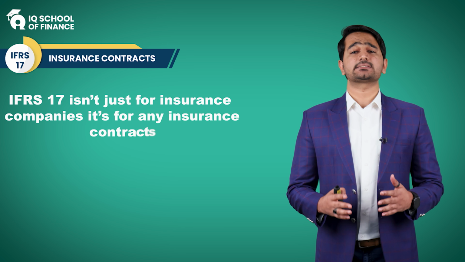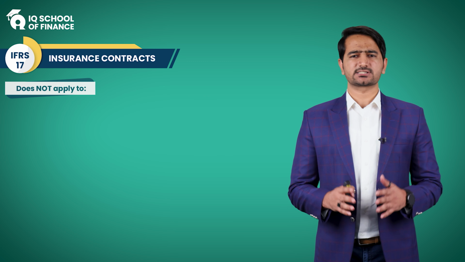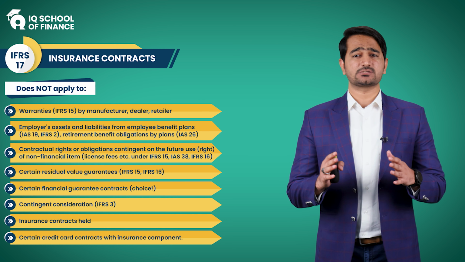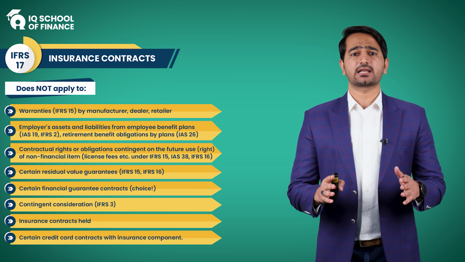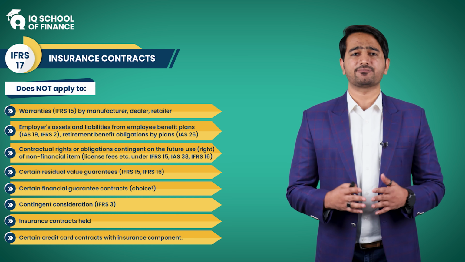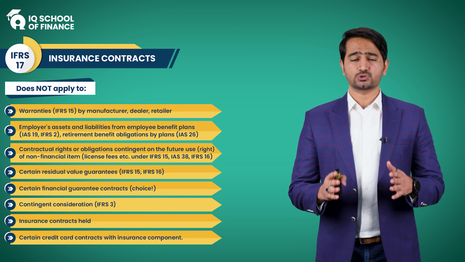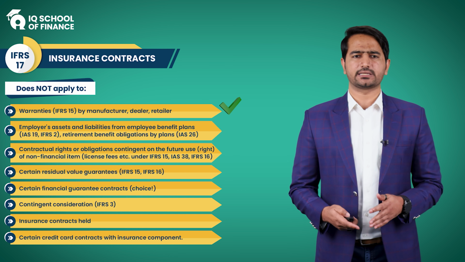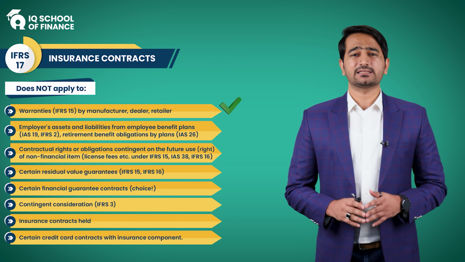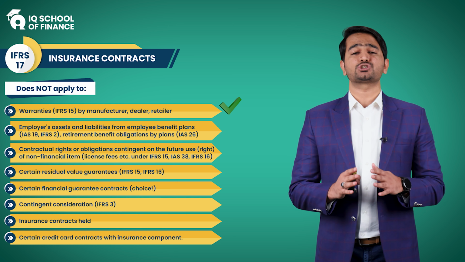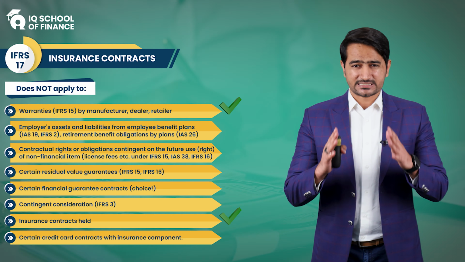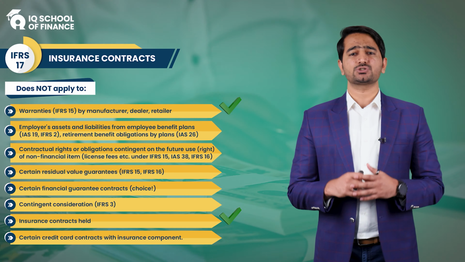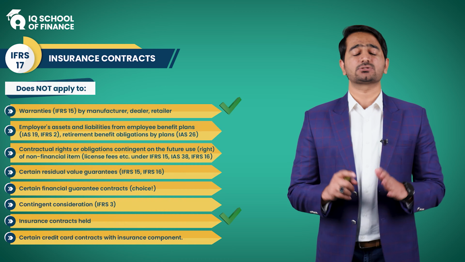Additionally, the standard outlines certain items that don't fall under its scope, which you can view on the screen. So always check the standard for similar items. And as you can see, there are items that can potentially meet the definition of an insurance contract but are actually excluded, such as product warranties issued by the manufacturer, dealer or retailer. Also, let me point out that IFRS 17 does not apply to insurance contracts held. If you purchase an insurance policy, pay the insurance fee or insurance premium and get the insurance coverage, IFRS 17 does not apply to these.